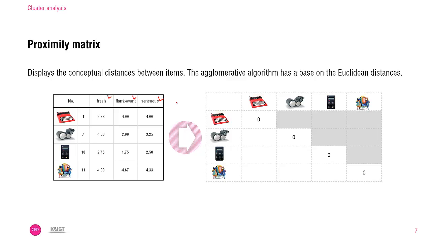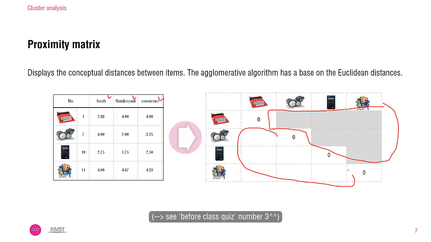So we don't need to standardize the ratings here in this case. And based on the Euclidean distance, you can measure the distance between each pair of items. So based on the Euclidean distance, you can fill in this shaded area, and the other half is identical.